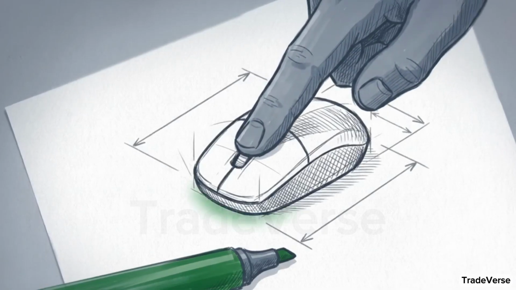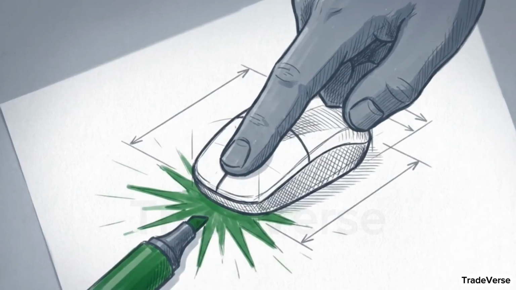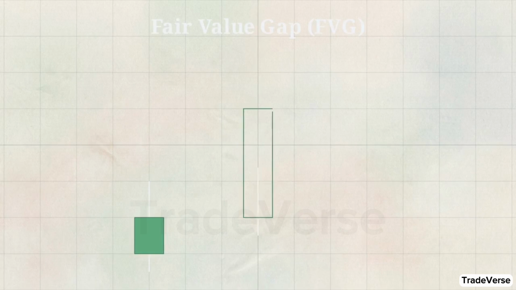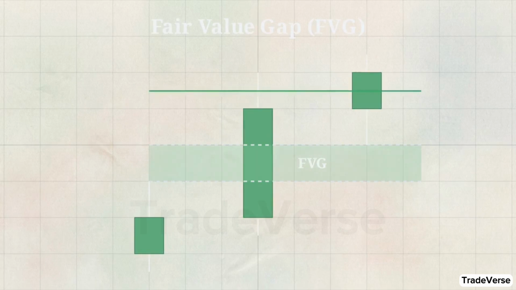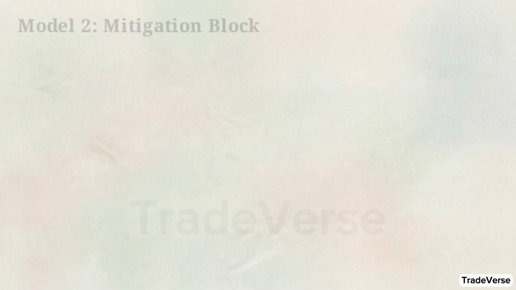Step 4 is execution. With structure shifted, we use one of 3 specific entry models to place a limit order and catch the continuation. Model 1 is the fair value gap. Look for an imbalance left behind during the impulsive breakout and place your limit order right at the upper boundary of that gap. Model 2 is the mitigation block.